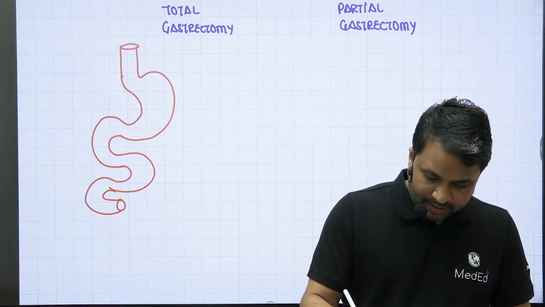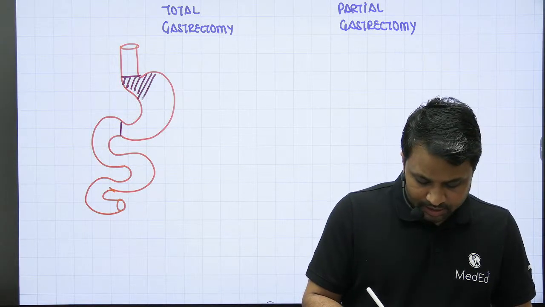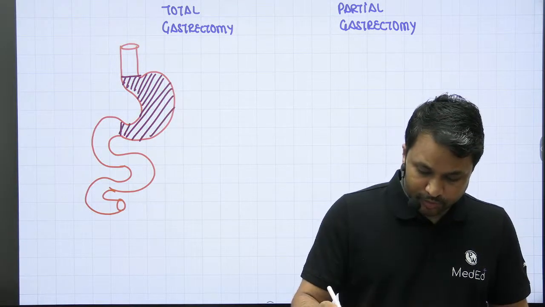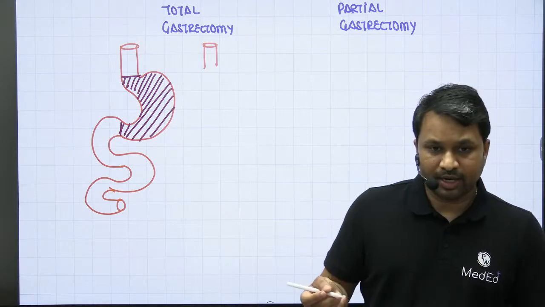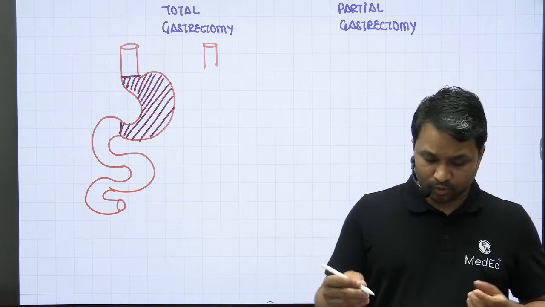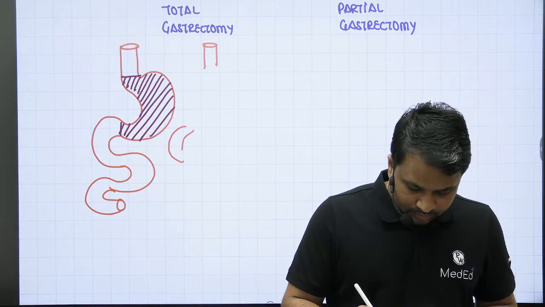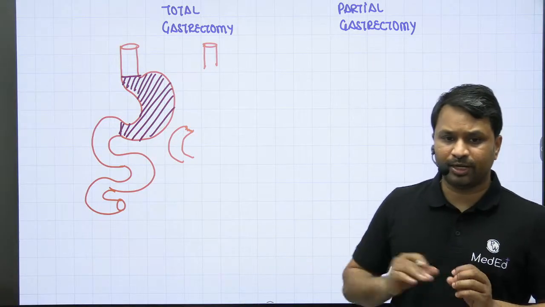In a total gastrectomy, I am removing the stomach completely. So this much amount of the stomach is being removed. Now when you remove this much amount of stomach, what are you left out with? You're left out with the esophagus and the duodenum and the rest of the jejunum. So what I'll do is I will close the duodenal stump completely, right?